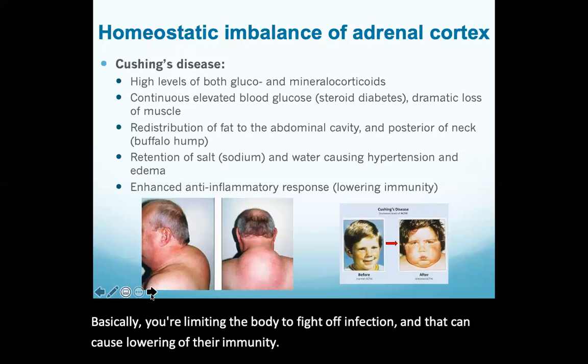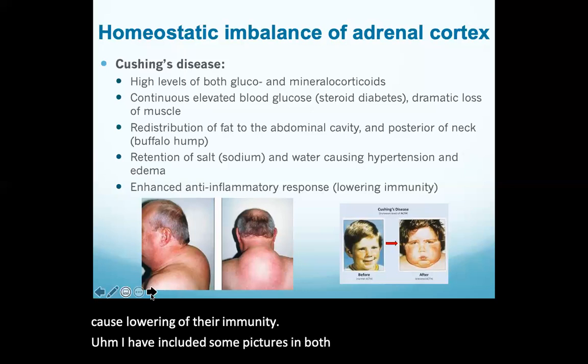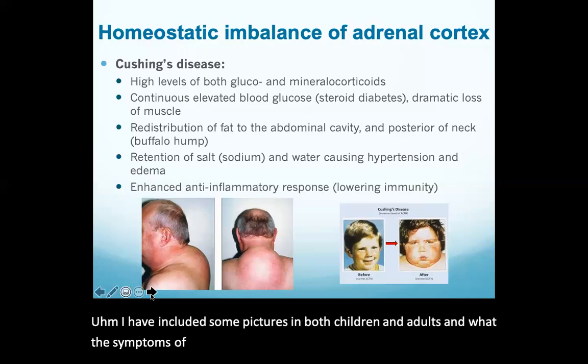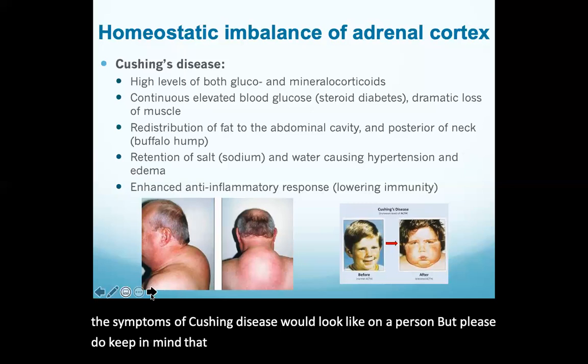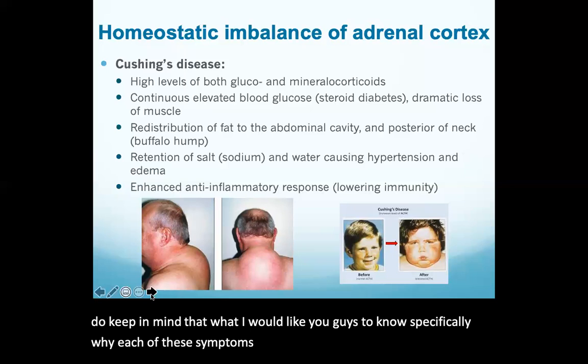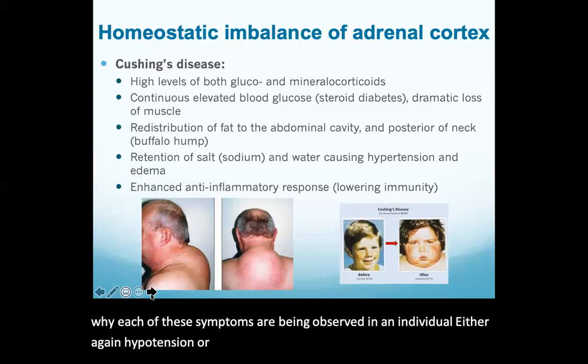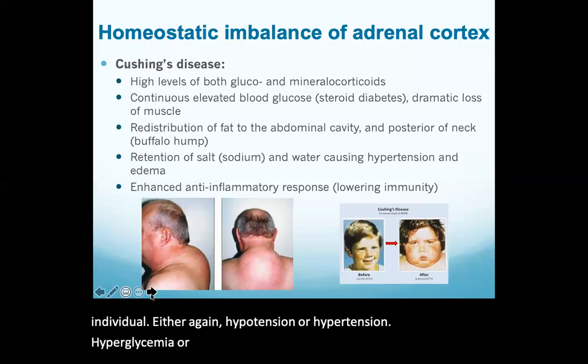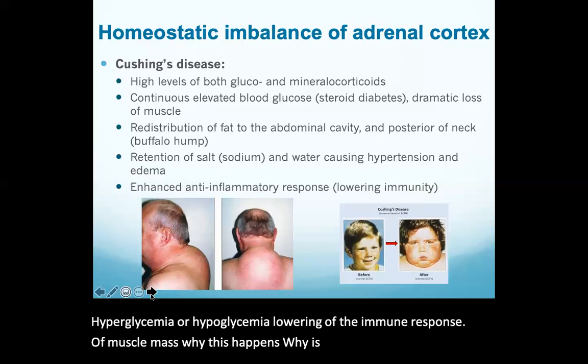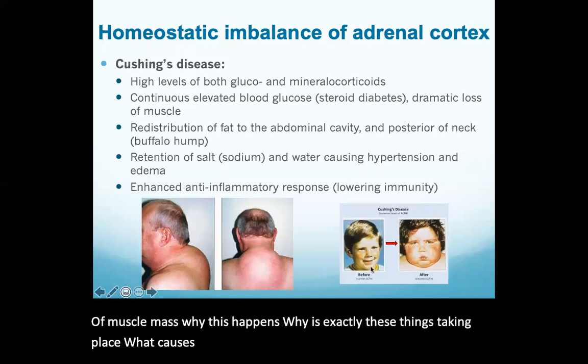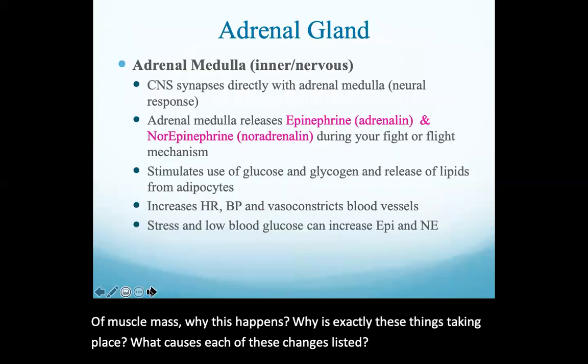I have included some pictures in both children and adults of what the symptoms of Cushing's disease would look like on a person. But please keep in mind that what I would like you guys to know specifically is why each of these symptoms is observed in an individual: hypotension or hypertension, hyperglycemia or hypoglycemia, lowering of the immune response, loss of muscle mass. Why exactly are these things taking place, what causes each of these changes listed.